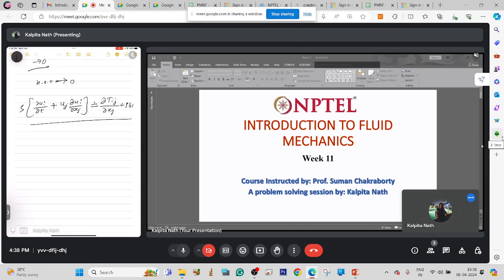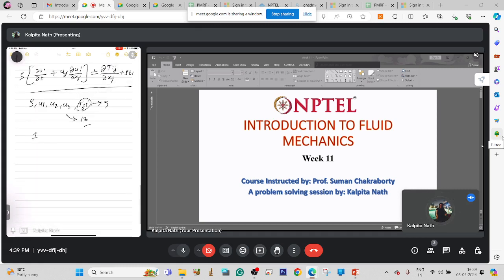Now, what are the unknowns here? Rho is an unknown, u1, u2, u3, and tau ji are all unknowns. Tau ji itself is 9 components, so in total 13 unknowns. Now, how many equations do we have? One is the continuity equation. Another three are the x1 momentum equation, x2 momentum equation and x3 momentum equation. So there are 4 equations and 13 variables, which is not solvable.